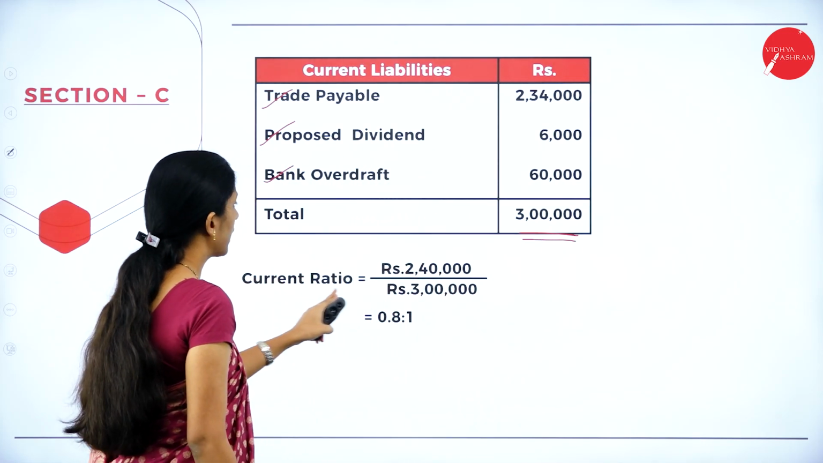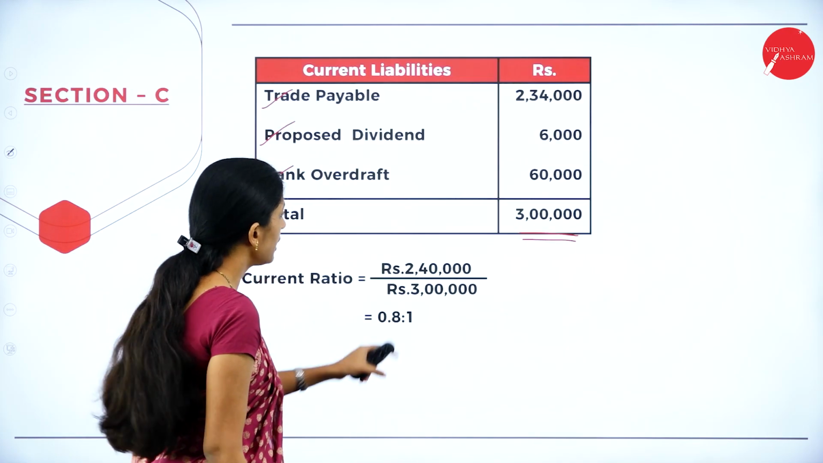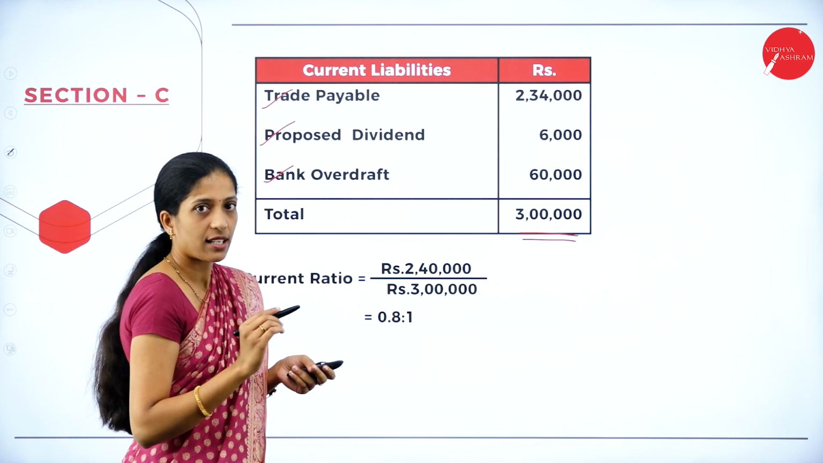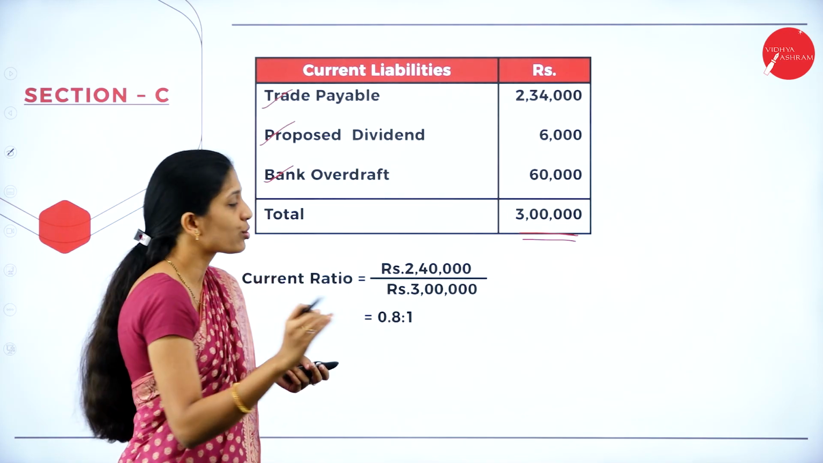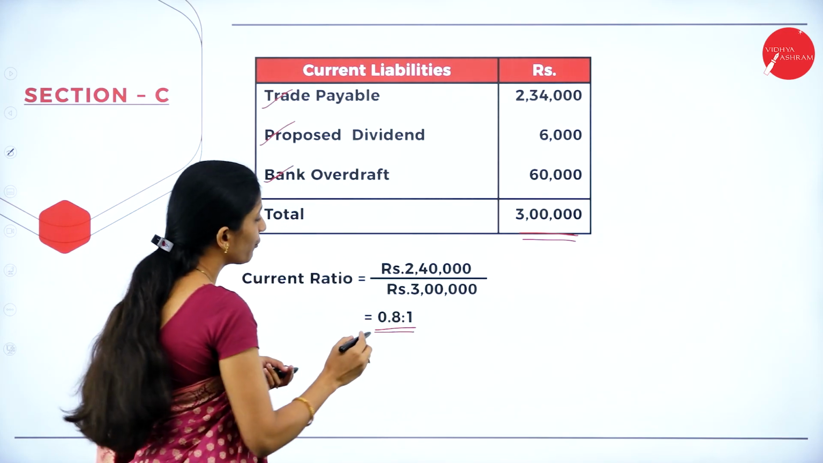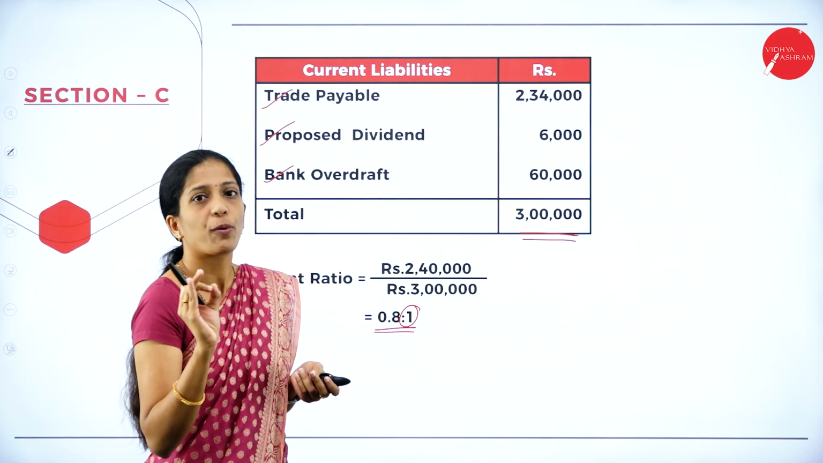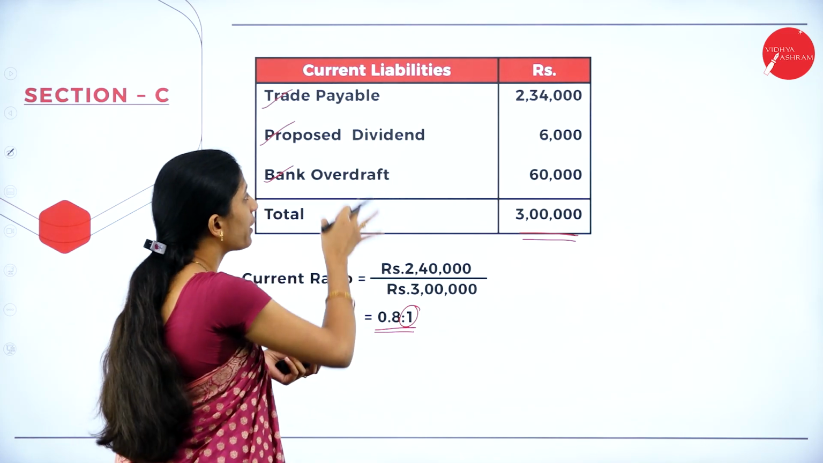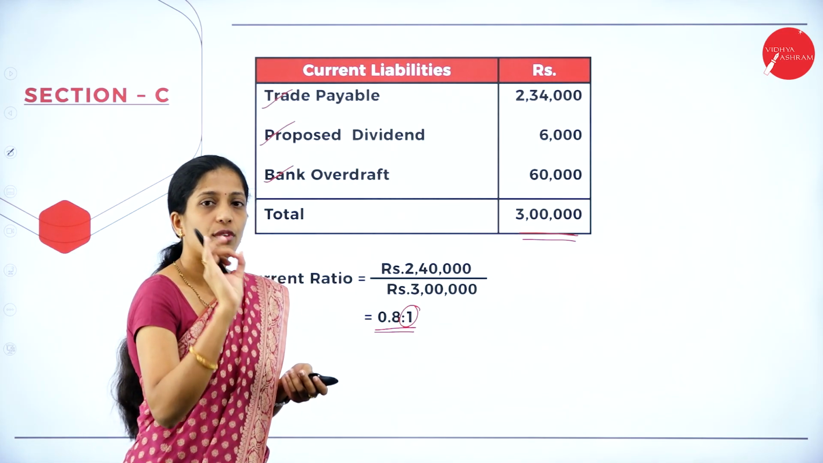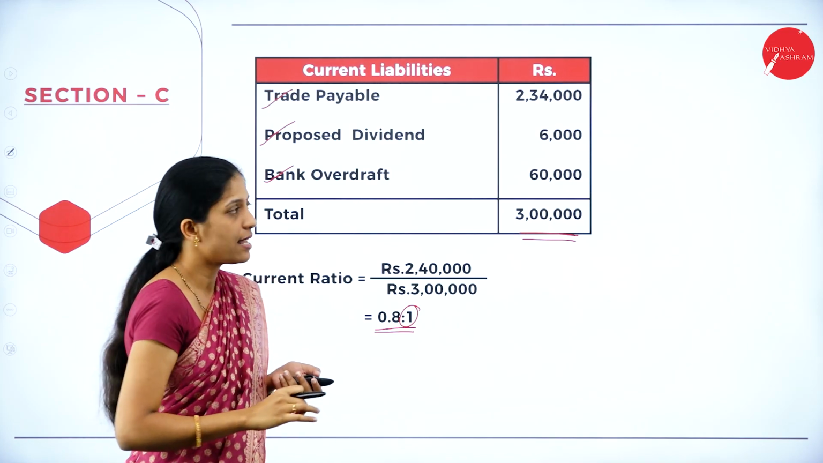Now, apply the formula. Current ratio is equal to current assets 2,40,000 divided by current liability. So, we will get 0.8, but it is a ratio. So, we have to write 0.8 is to 1. So, don't forget to write this is to 1. So, you have to write properly 0.8 is to 1. So, hope you are clear with calculation of current ratio. Very easy problem. Know the formula and know how to segregate which are the current assets and current liabilities.